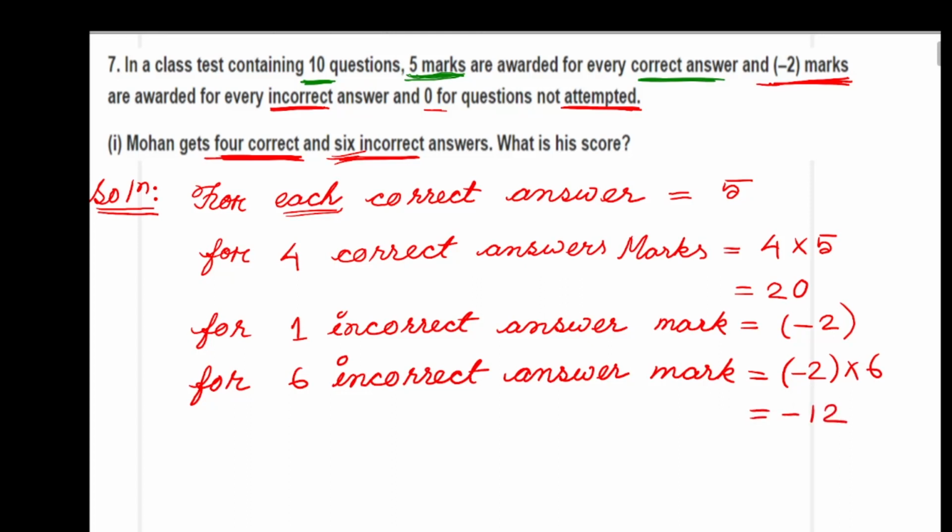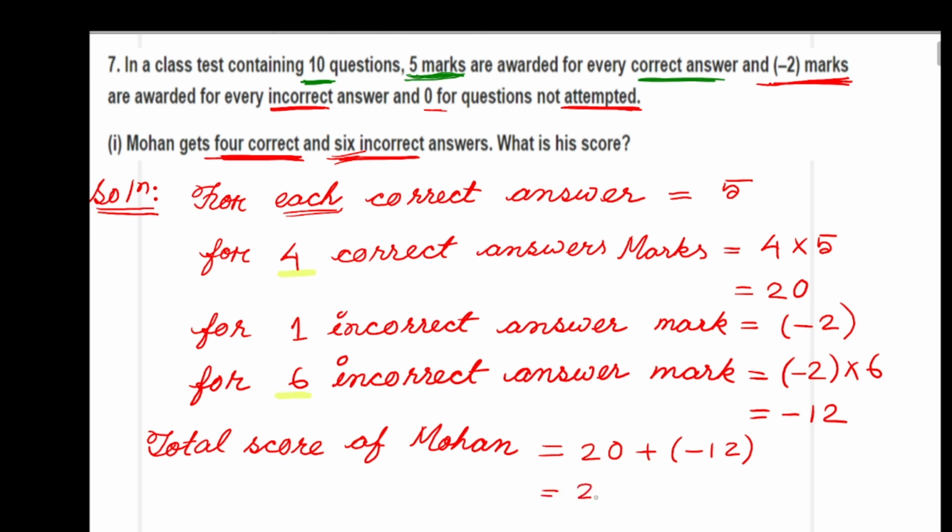Now see, what is the total number of questions? 10. So here 4, here 6, total 10 questions. So we have to find out the total score of Mohan. To find out the total score, what to do? We have to add the marks: 20 plus minus 12. So it is 20 minus 12. This is the correct, this is the incorrect. So total marks will be 8. Okay, this is the correct answer. Now come to the next part of this question.